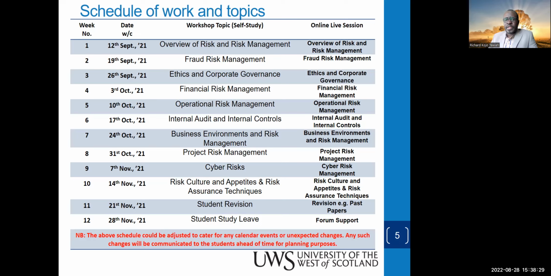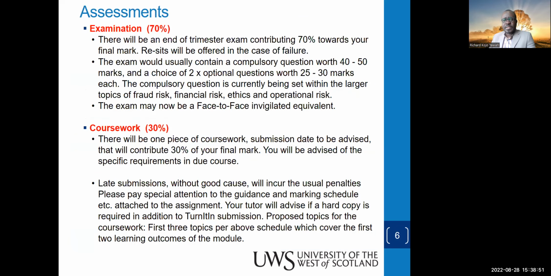And then we'll go to fraud risk. We'll look at ethics and corporate governance. We'll look at the theoretical dimensions of ethics, some of the theories, yes. We'll look at financial risk, operational risk, internal audit, internal controls, business environment and risk management, project risk management, cyber risk, risk culture, risk appetite. And then we go to the revisions.